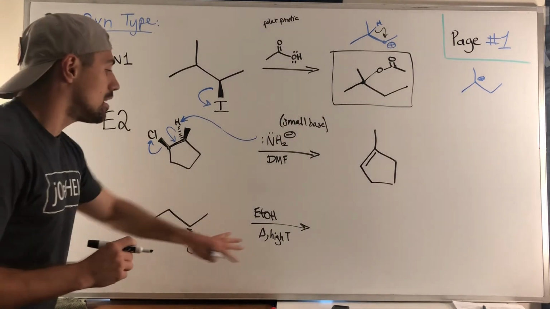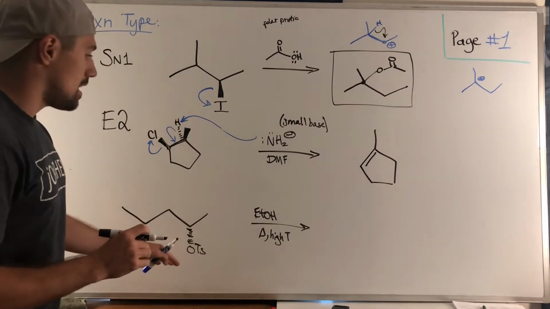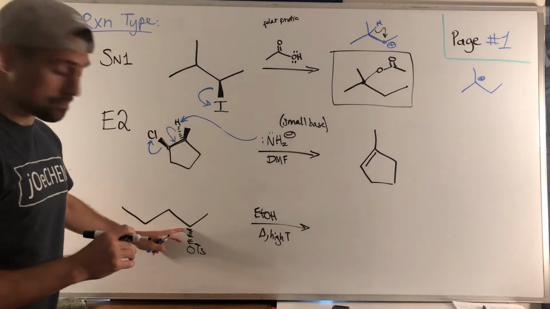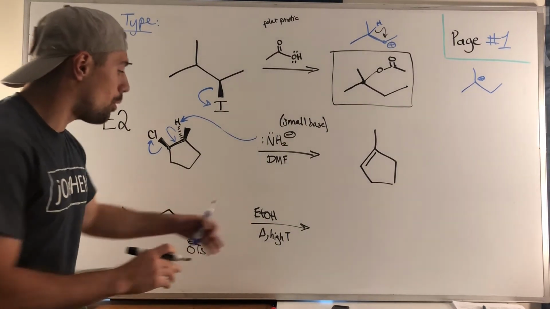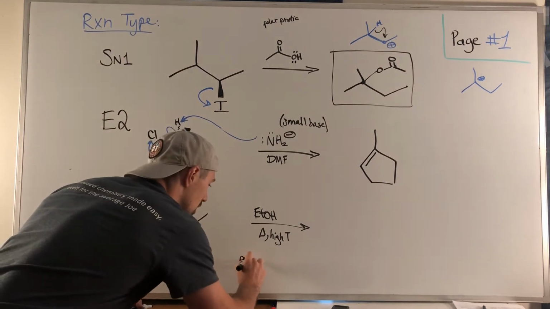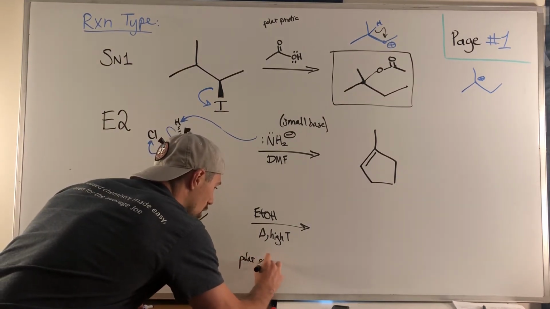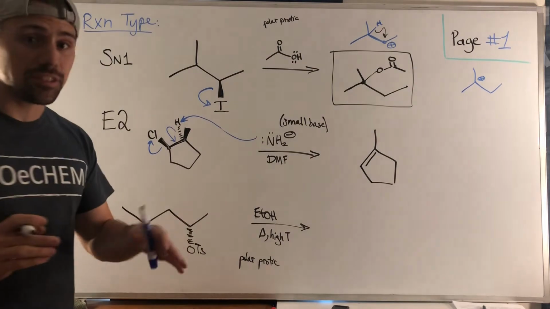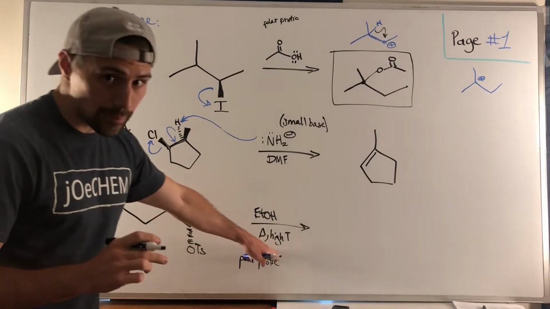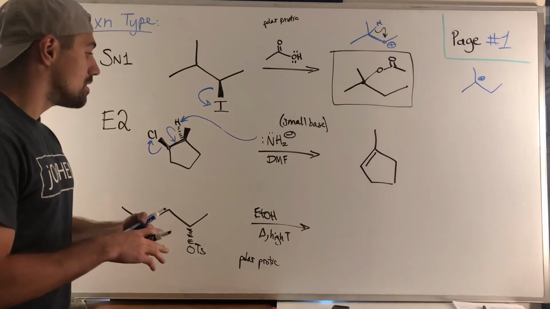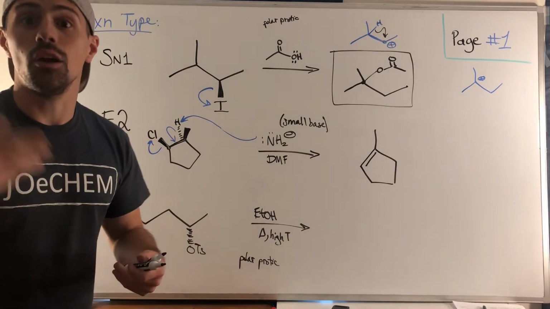So down here, I hope what you're seeing is secondary substrate, good leaving group, the tosylate leaving group. We're in a polar protic environment, so we can support the formation of a carbocation. So this is screaming either SN1 or E1, and we see high temperature, heat, right? So this is trying to favor E1.